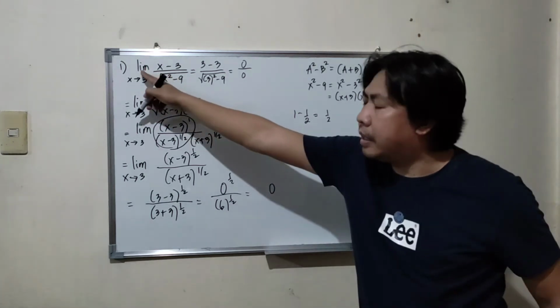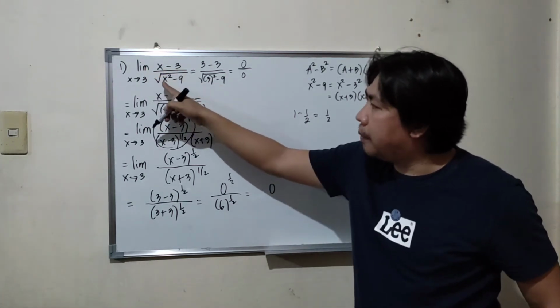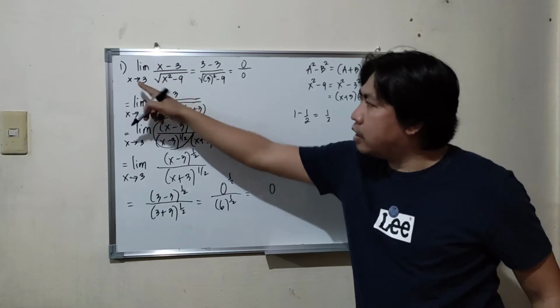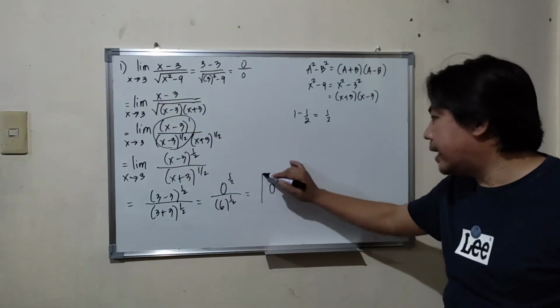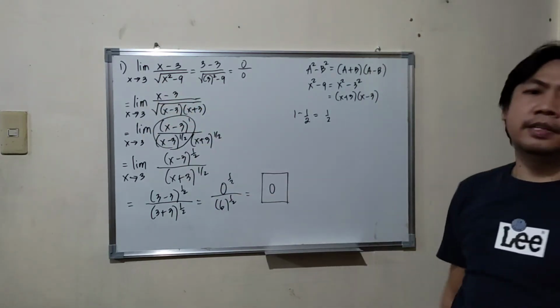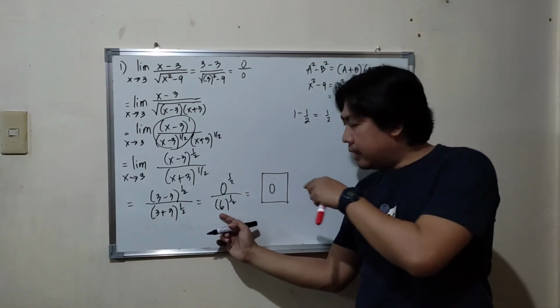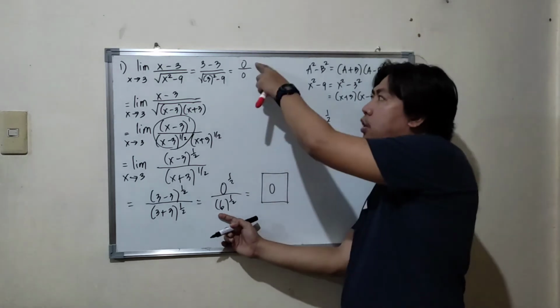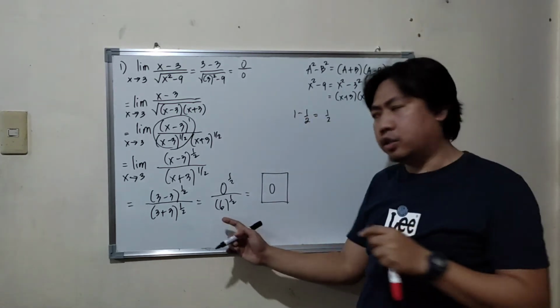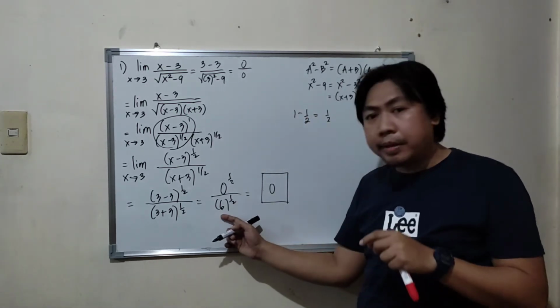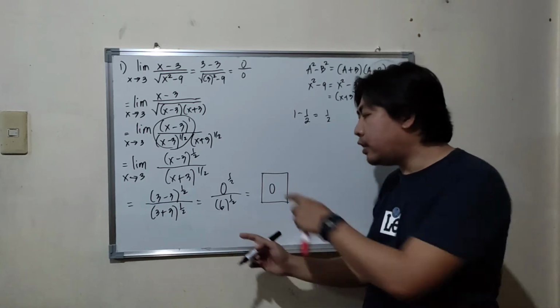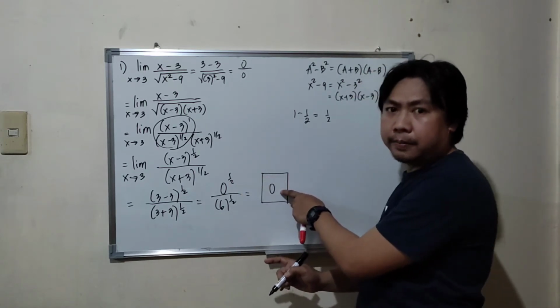Therefore, the limit of x minus 3 over square root of x squared minus 9 as x approaches 3 is equal to 0. So 0 na yung answer natin dahil yung denominator natin ay hindi na 0. Kapag 0 over 0, that is indeterminate. Pero 0 ang numerator at ang denominator ay hindi 0, so pwede nang i-divide yun. So the final answer is 0.